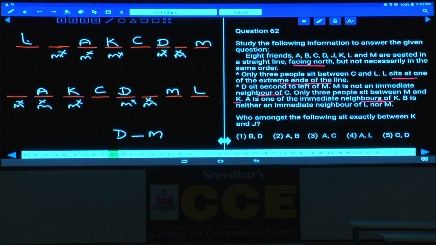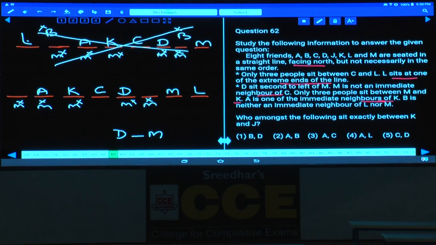Now B cannot be here, because if B is here, B will be adjacent to L, and B cannot be here as well. Now see, there are only 2 possibilities for this B. B cannot be in these 2 places, which implies that there is no place left for this B at all in the first case. Hence, first case is invalid. Now we are left with only the second case.